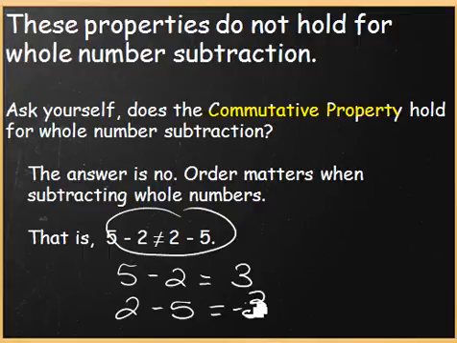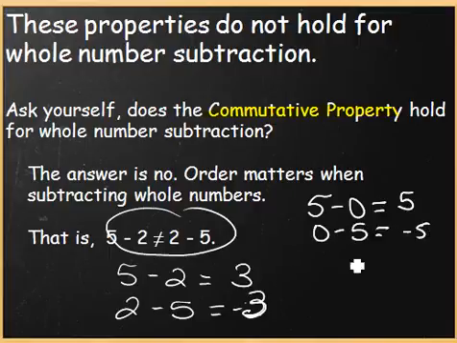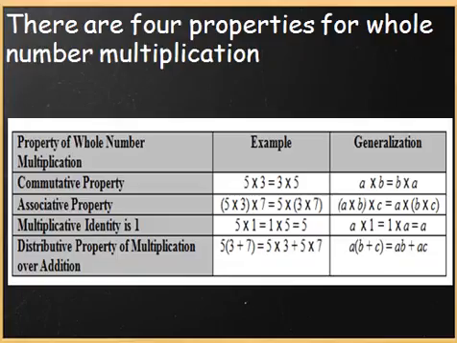Likewise, subtraction does not have an identity. Although we know that 5 minus 0 results back in 5, we'd have to have the commutative property for that additive identity, and 0 minus 5 gives us negative 5, so there is no subtractive identity. There are 4 properties of whole number multiplication, 2 of which are very similar.